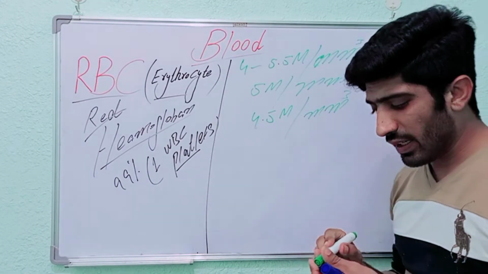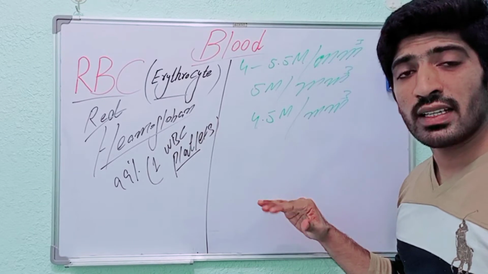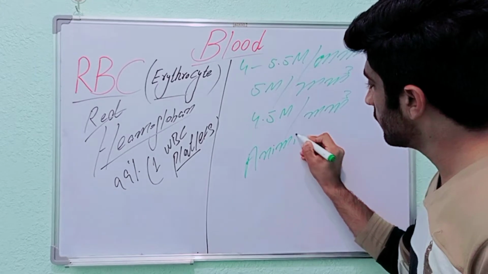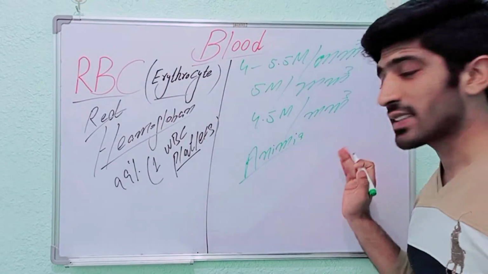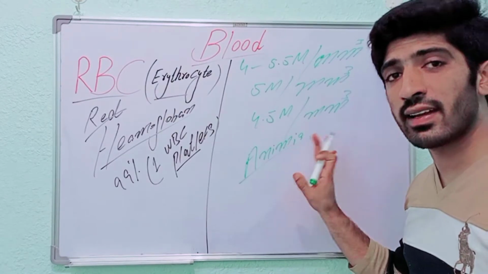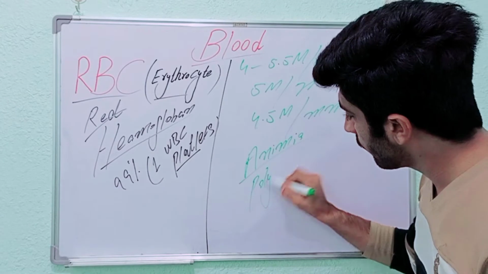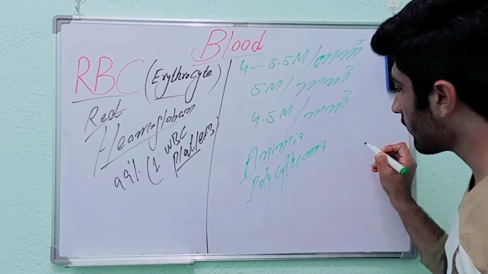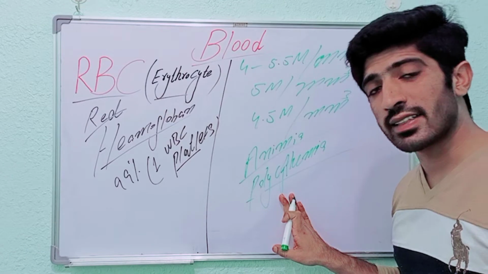Students, if the value of our RBC becomes lower than normal, that is called anemia. There are a lot of reasons behind anemia, which we will talk about in the next lecture. And students, if the value of RBC becomes higher than normal, that is called polycythemia. Polycythemia is because of a high level of RBCs in the blood.